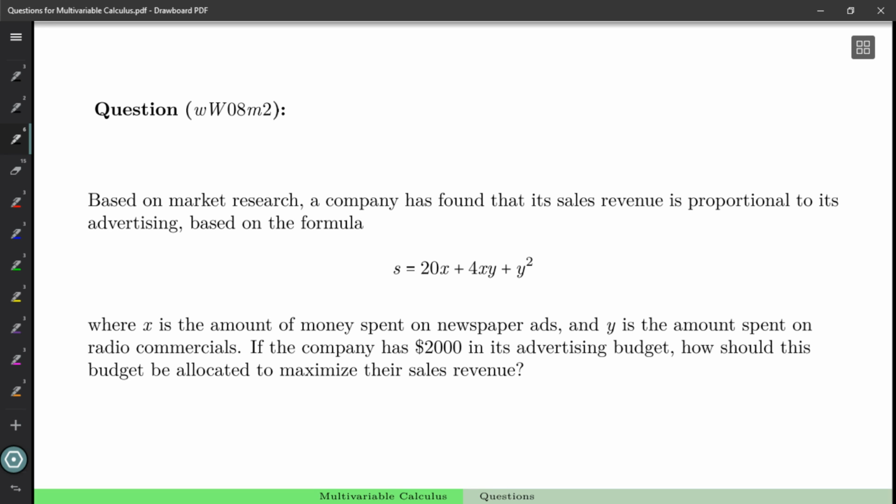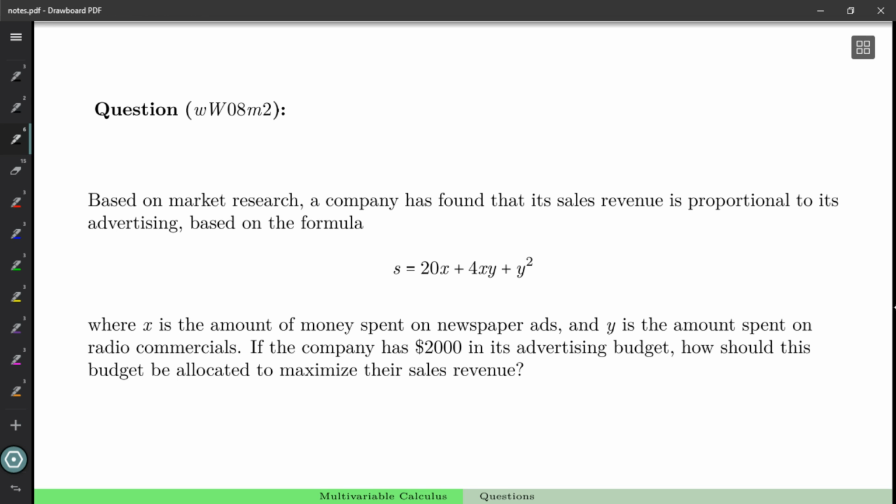Based on market research, a company has found that its sales revenue is proportional to its advertising, based on the formula S, for sales revenue, is equal to 20x plus 4xy plus y squared, where x is the amount of money spent on newspaper ads, and y is the amount spent on radio commercials. If the company has $20,000 in its advertising budget, how should this budget be allocated to maximize their sales revenue?